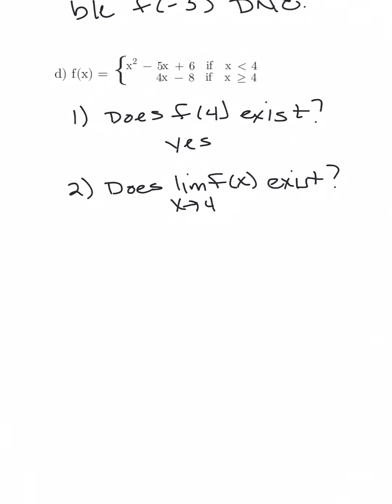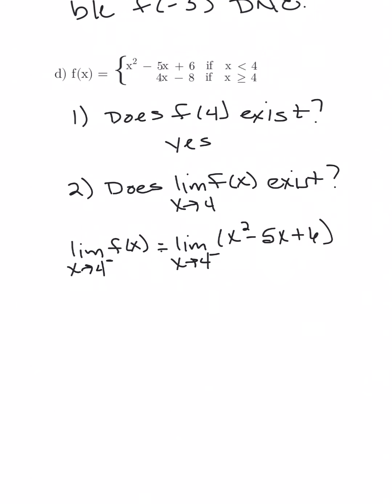Remember when we did limits in section 1 and we had a piecewise function, we had to do the limit from the left and from the right. So we are going to look at the limit as x approaches 4 from the left of this function. If we are looking from the left, then we are looking at the items that are less than, and that is the quadratic piece of the function.